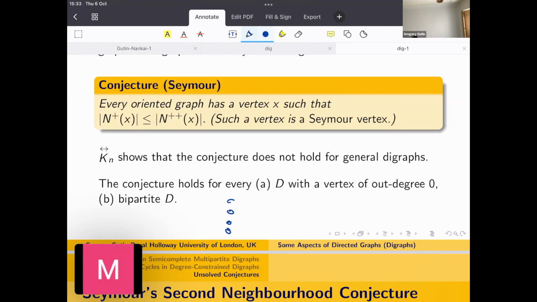So you have these two parts of the bipartite digraph, right? Then you choose a vertex which has the minimum number of arcs going out, so for example, two. And then you take a vertex from here, whatever it is. You see that the number of arcs going out from this vertex will be at least two or maybe more. And then these vertices are already part of the second neighborhood, while this is just the first neighborhood. And clearly, by our assumption, the size of the second neighborhood is at least as large as the size of the first out-neighborhood. So that's easy.